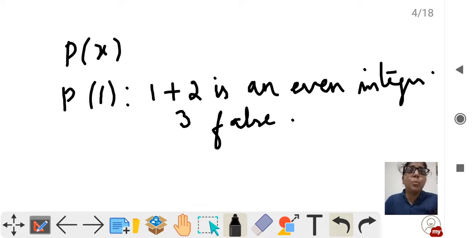It becomes an open statement. Why? P of x is an open statement because we can assign any value to x from the restriction. What is the restriction given? It is the universe set. The universe set is the set of all integers.